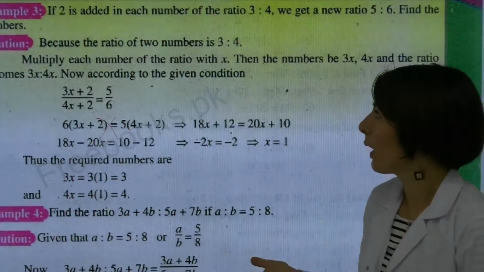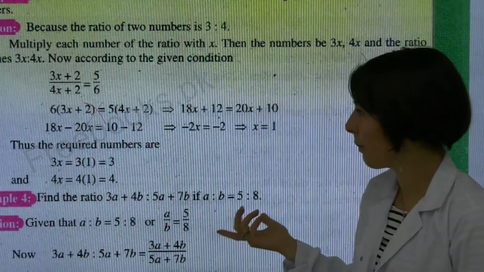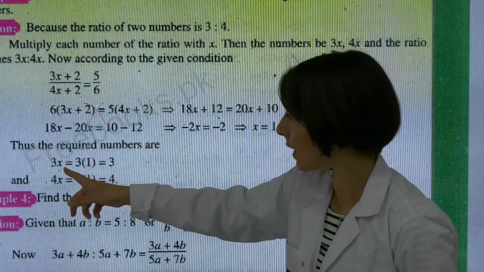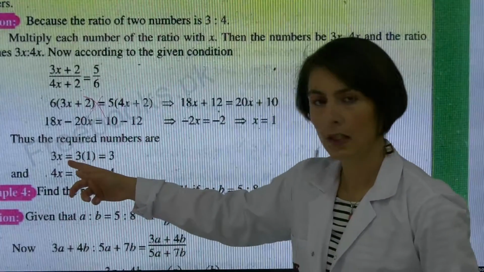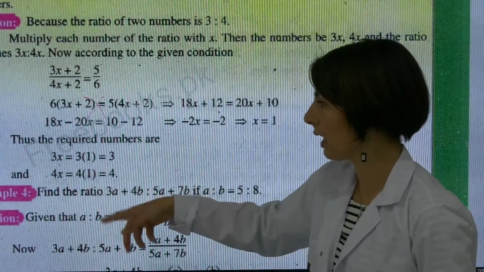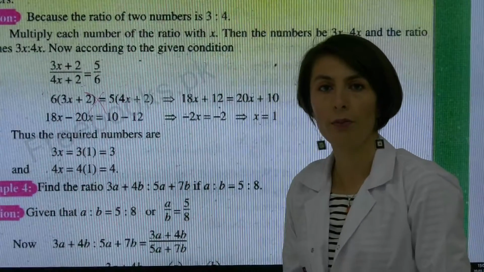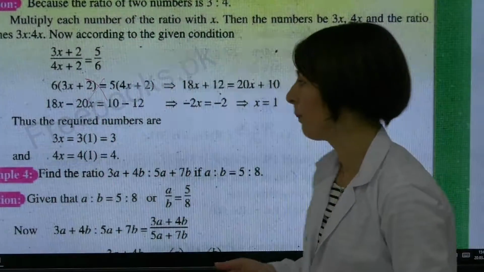Okay, but what are my real numbers? Because I found the x, but not the numbers. I know that my numbers are 3x and 4x. So instead of x, I can put the number 1, and it's going to be 3 times 1 equals 3, and 4 times 1 equals 4. So these are my two numbers that I was looking for.